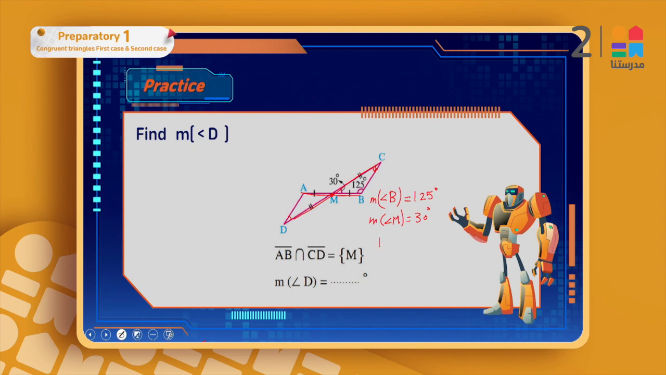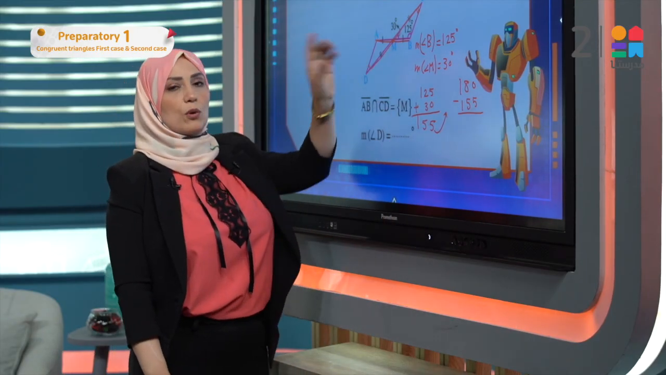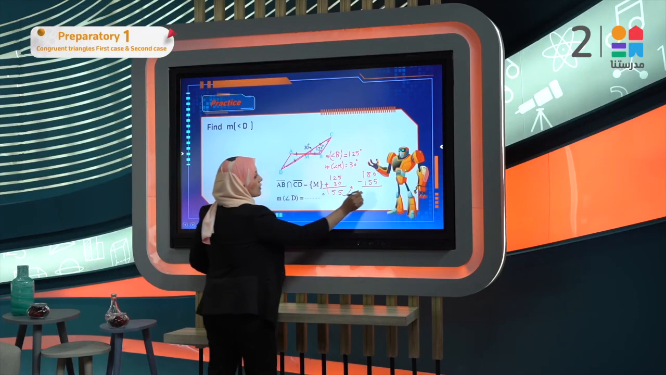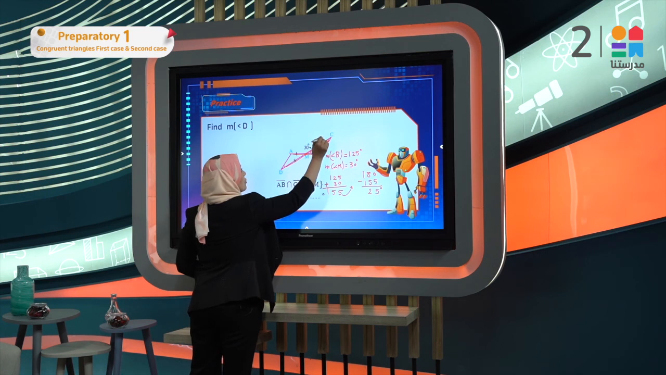So we need to add 125 and 30. That is 155. Then take this sum and subtract it from 180. Why 180? Because the sum of angles of any triangle is 180. So the difference is 25. So the third one is 25.